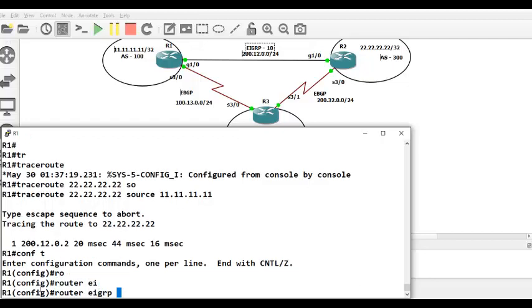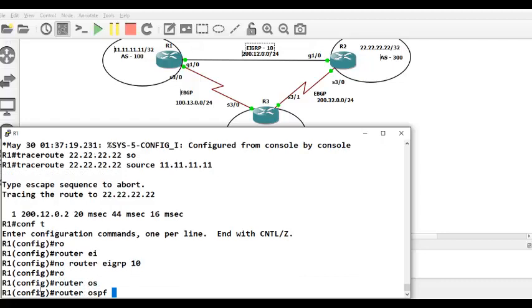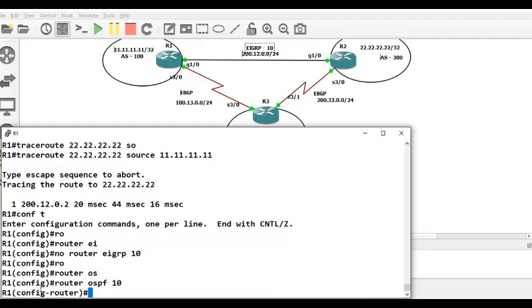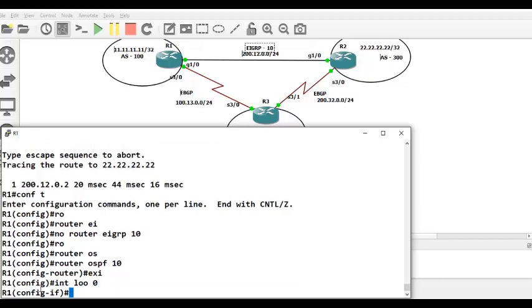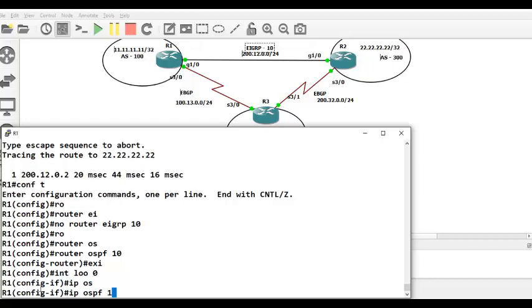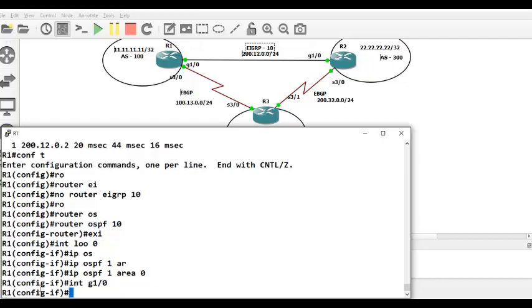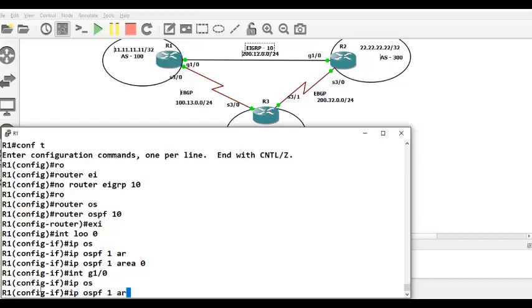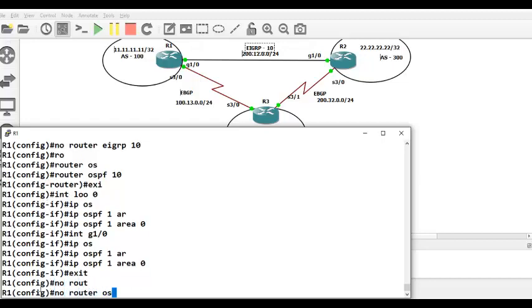Router EIGRP 10, no. Router OSPF 10, network. Let me use loopback configuration. Interface loopback 0, IP OSPF 1 area 0. Interface G1/0, IP OSPF 1 area 0. Let me remove the OSPF 10, no router OSPF 10, not needed.